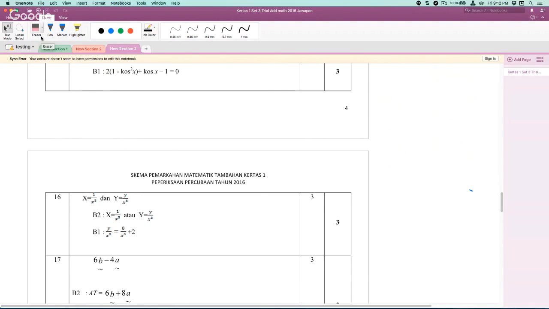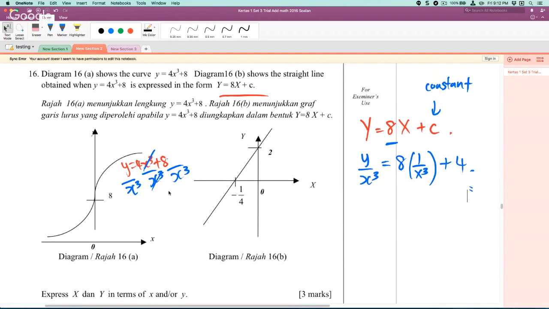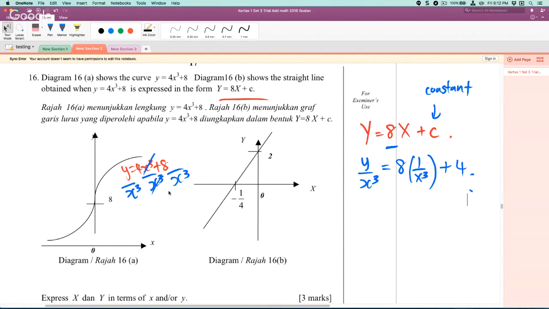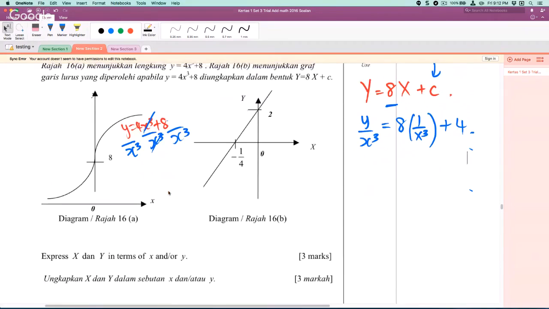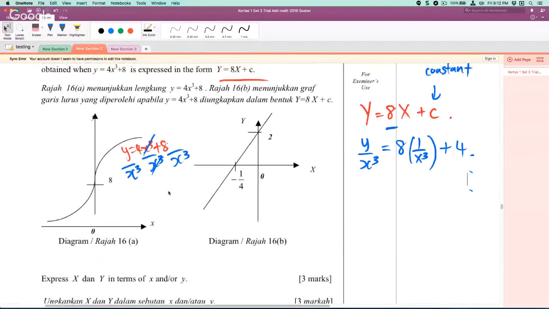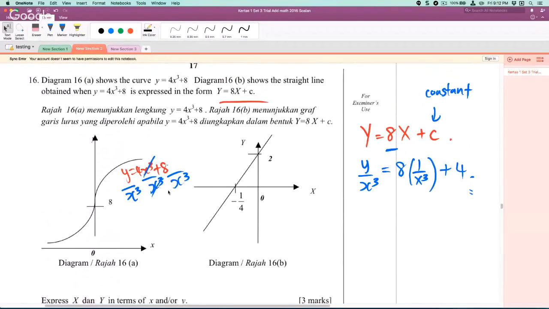Divide by x cubed, divide by x cubed, divide by x cubed. All right, so let's see. Diagram 16a shows the curve, and diagram 16b shows the straight line. Obtain y equals 4x cubed expressed into that form, plus c.